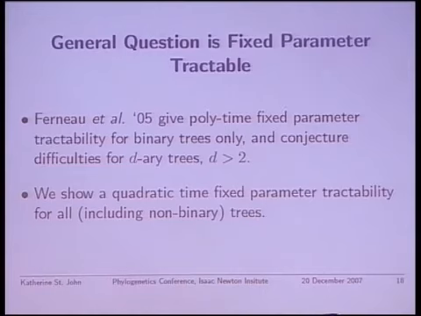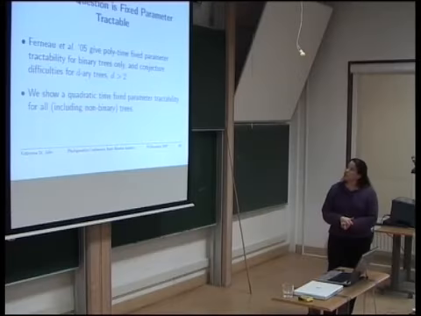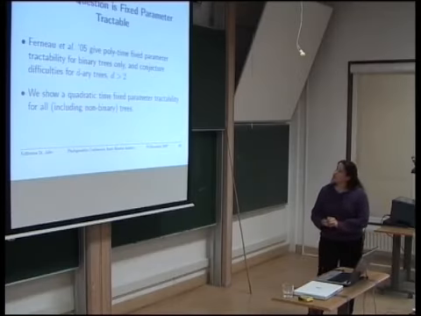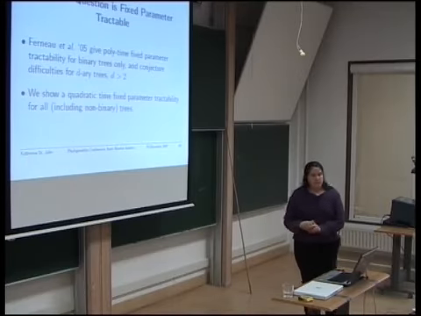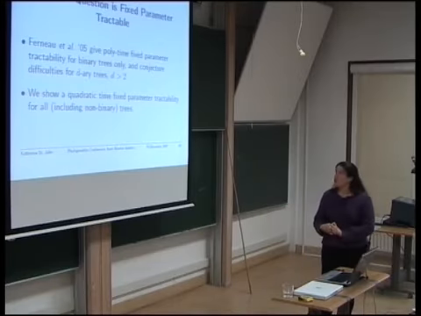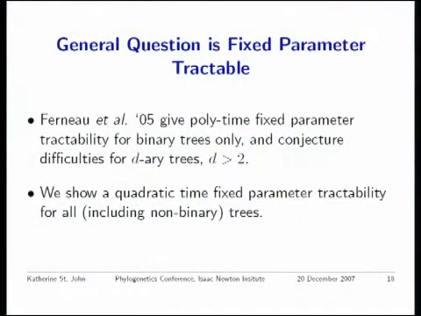So for the general question of is this fixed parameter tractable, Fernau et al. showed it only for binary trees and conjectured that it would be difficult for trees with higher degree nodes, so anything with polytomies. And we can show quadratic fixed parameter tractability for all trees. That means including non-binary trees.